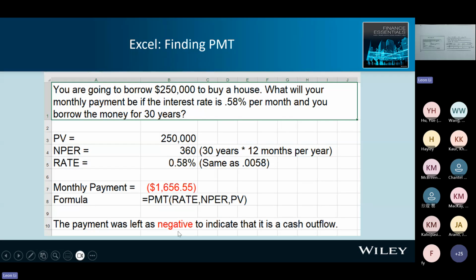So I have a note here. The payment is negative. The idea is simple. Outflow. So you borrow the money today. This is inflow. PV is positive. PMT, the monthly payment, is an outflow, negative. All right. So PV and PMT have opposite signs. One is positive, the other is negative, right?